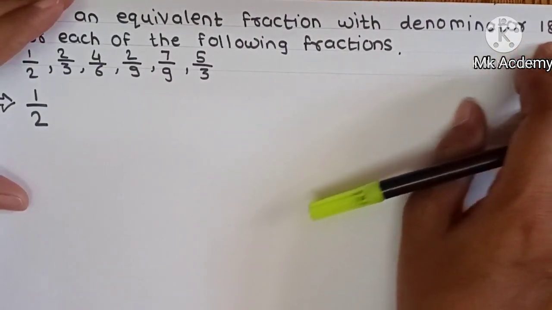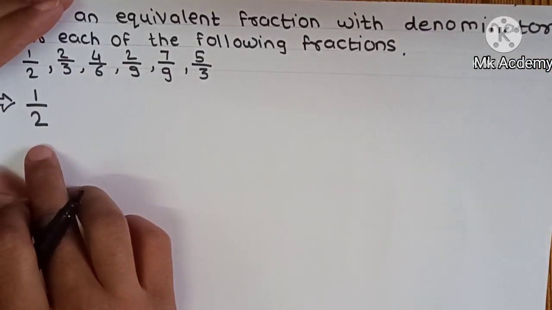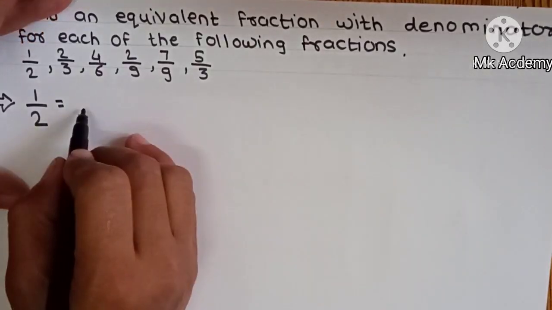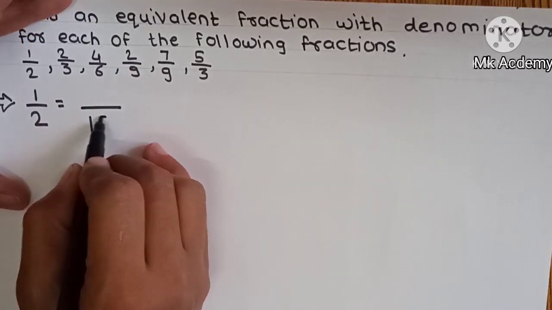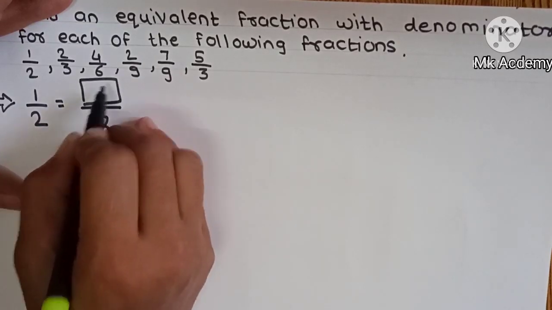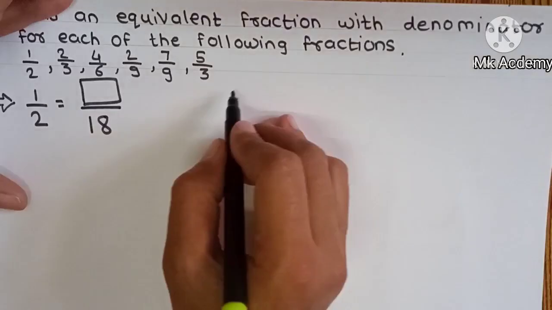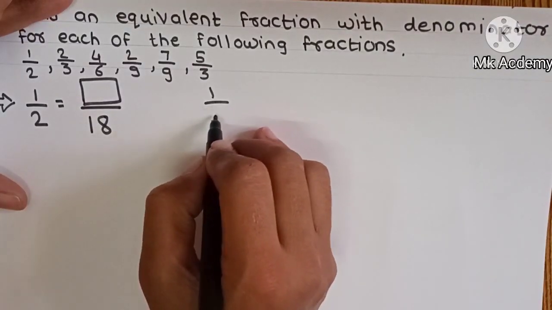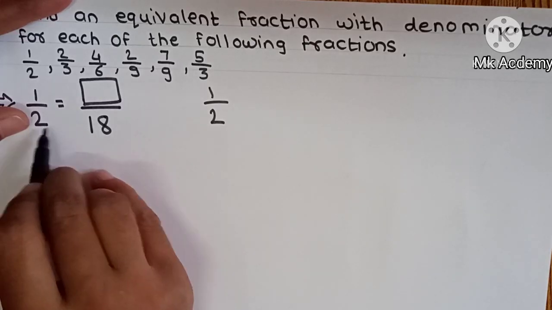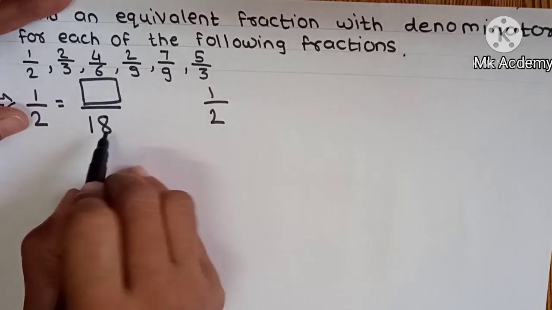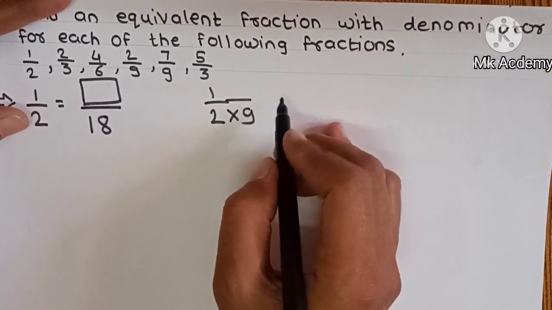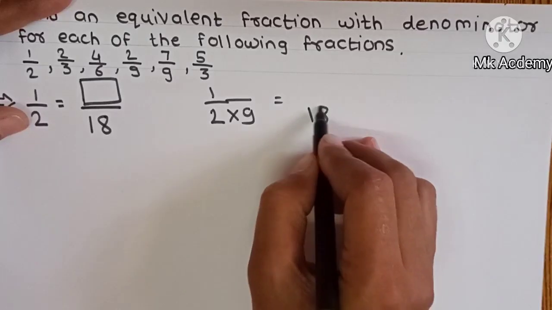Means the first fraction is 1 upon 2 and we have to find the equivalent fraction with denominator 18. Means we have to find out the value of the numerator. Now see, 1 upon 2. Which number multiplied by 2 gives 18? If we multiply 2 by 9, we get 18.